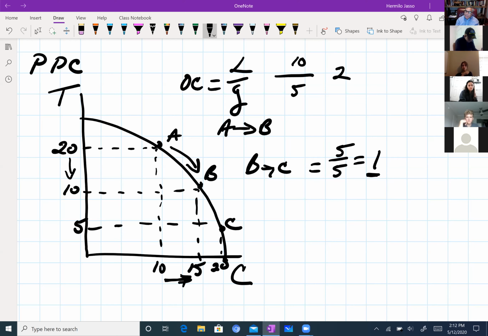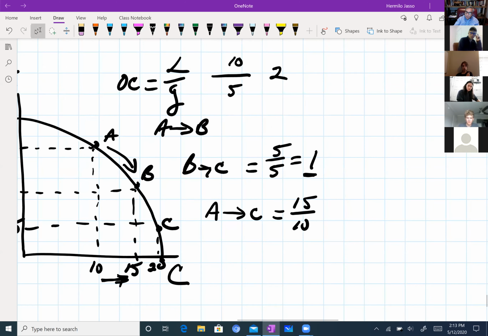How about if I am at A and I move all the way from A to C? What will be my cost? From A to C, my cost will be what? 15 over my 10 gain. So then my cost will be 1.5. It simply means that for every car that I'm going to gain, because that's what I choose, I'm going to lose 1.5 tanks. So the model of the production possibility curve simply illustrates the maximum we can produce if we use all the resources, and it also illustrates the issue of opportunity cost.